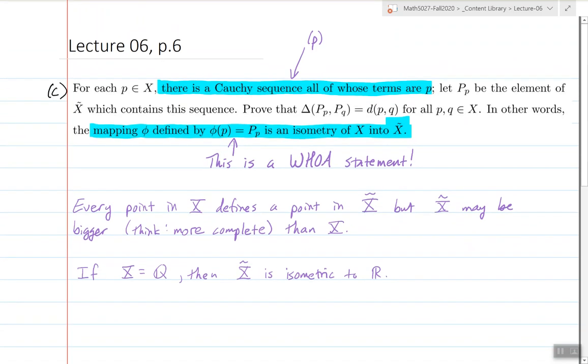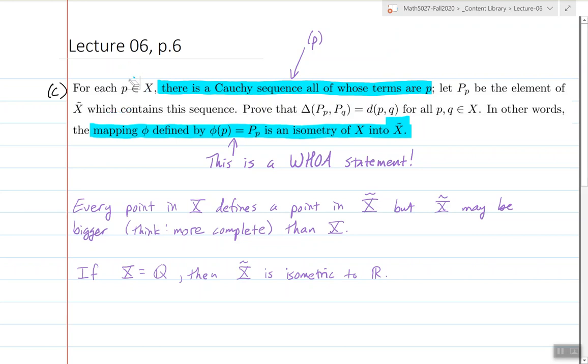And I've highlighted a few things here, and I just want to walk through it. For every point in a metric space, there is a Cauchy sequence, all of whose terms are p. And what I wrote here, what that means is I'm saying consider the constant sequence that's just that point over and over again. That constant sequence converges. It's straightforward at least to show that a convergent sequence is Cauchy. So to every point, you can consider that there is a Cauchy sequence that at least converges to that point. We're not saying every Cauchy sequence converges, but there's at least a Cauchy sequence that's constructed by every point in the space X.